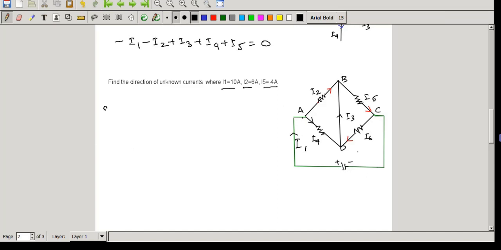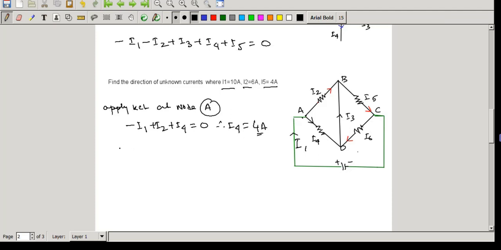If we apply KCL at node A, then what are the results? As per the definition, at node A there are three currents: I1, I2 and I4. I1 is the inward current, towards the node, whereas I2 and I4 are outward currents. So I1 is minus, I2 is plus, I4 also plus, and that equals 0. Since I1 and I2 are given, we can find I4, which equals 4 ampere. As the current unit is ampere, we use 4A.